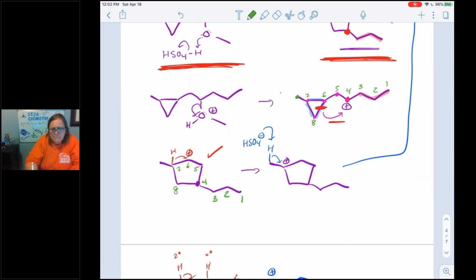Just because it's bonded to more. Because by breaking that bond, that gives me my carbocation on carbon number 6, and that's kind of where I needed it to be.